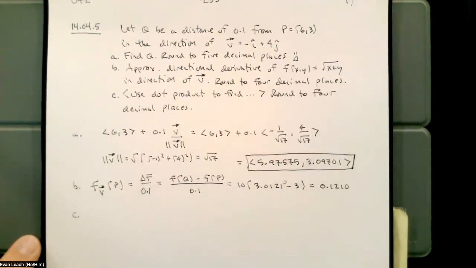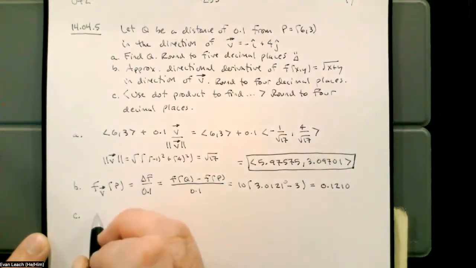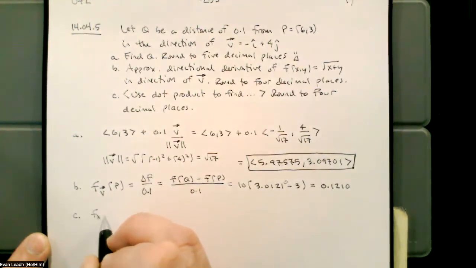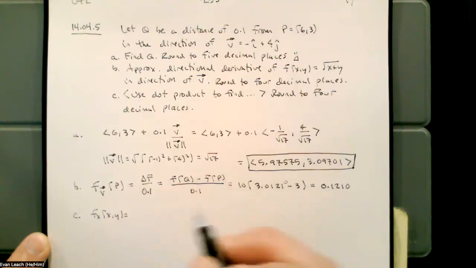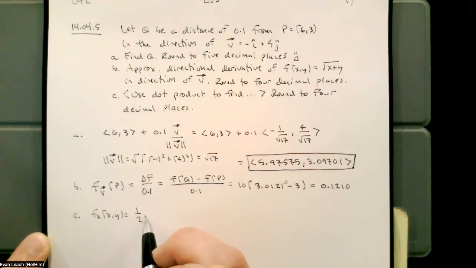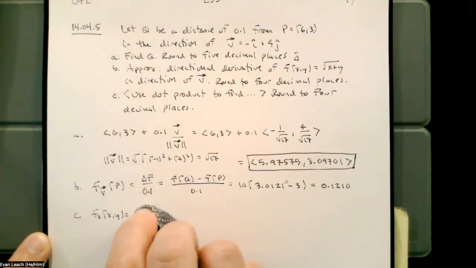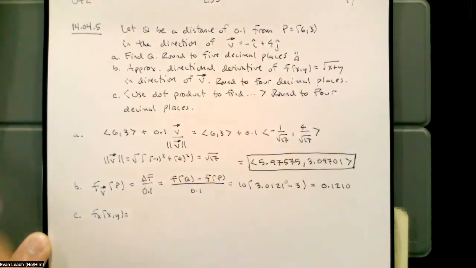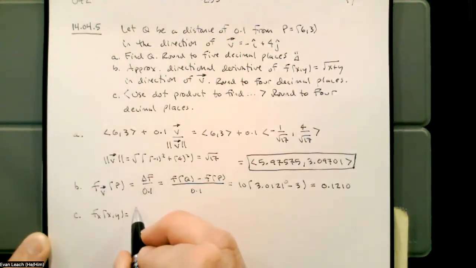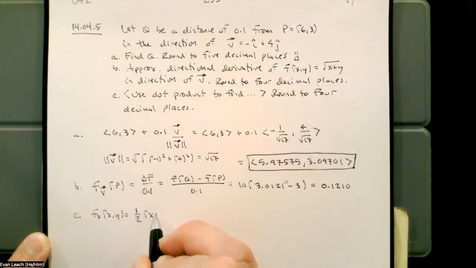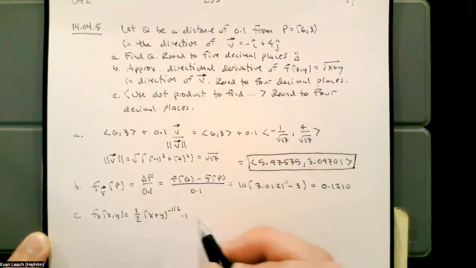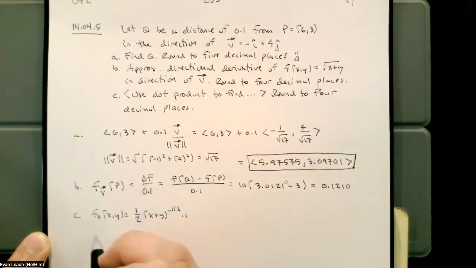is where we're going to build the gradient and find the dot product of the gradient and our unit vector. So fx at (x, y) will be 1/2 the square root. Well, it is going to be a square root, but it's going to be in the denominator. 1/2 (x plus y) to the negative 1/2 times the derivative of the inside, which is just 1. And fy at (x, y) will be the same.